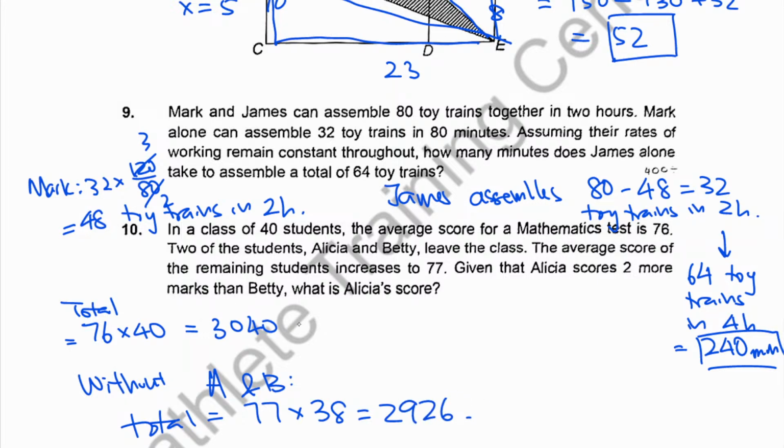Okay, so the total will be 3040 minus 2926. So this is Alicia and Betty together. That's a difference of 114. So Alicia scores 2 more marks than Betty. Okay, so Betty is equal to Alicia minus 2. Therefore, 2 times Alicia minus 2 is 114. Alicia, 2A is 116. So A is equal to 58 marks. So that's question 10.